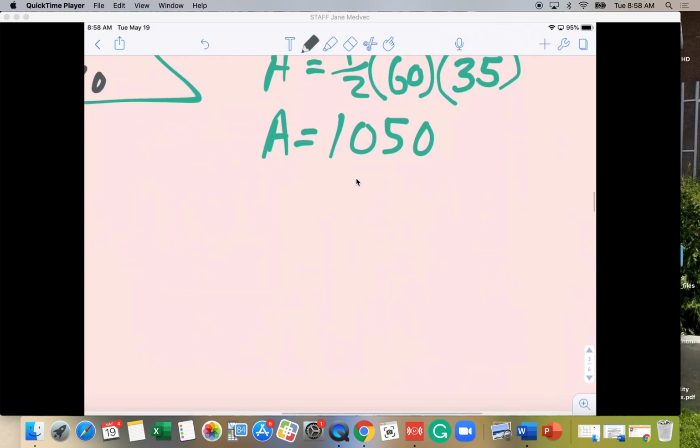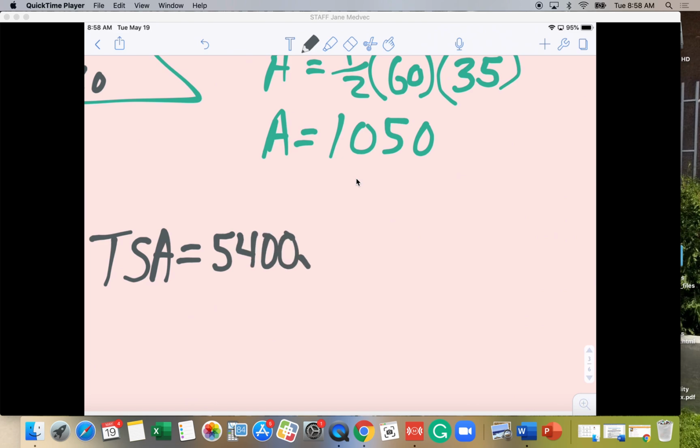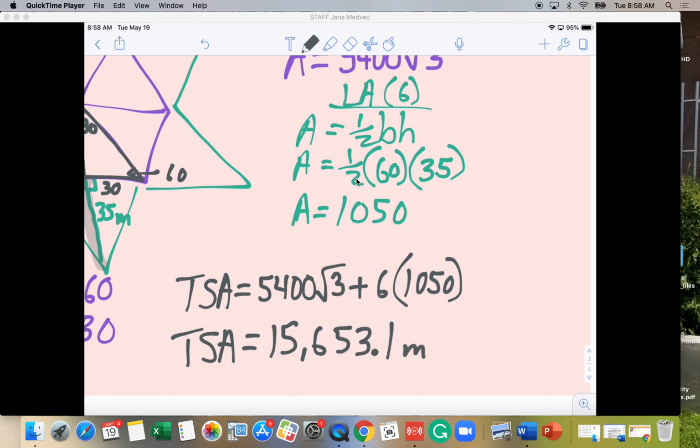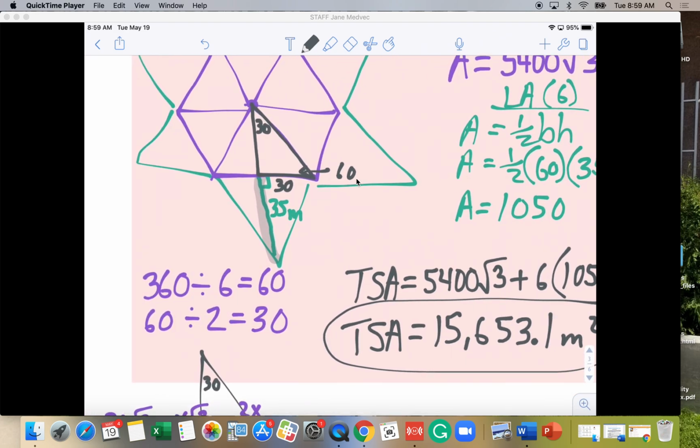So to work on the total surface area, I'm going to take the base, which is 5,400 root 3. I'm going to add 6 of these because they are the triangles and there are 6 of them. And so the total surface area when I bring it through my calculator is 15,653.1 meters squared. So it was a nice review of how to find the area of a hexagon.